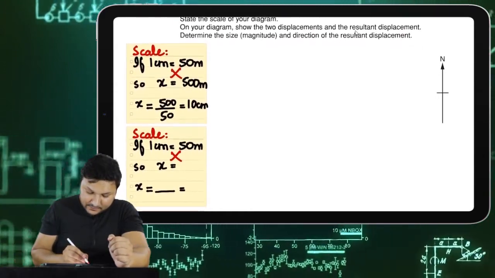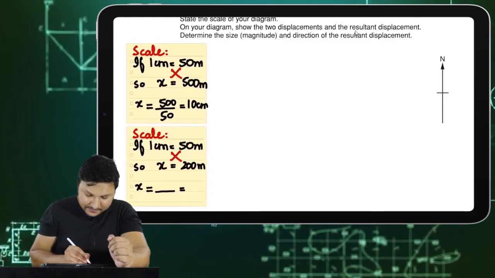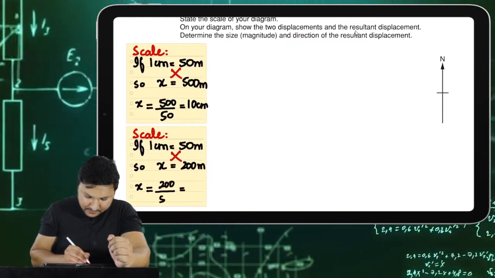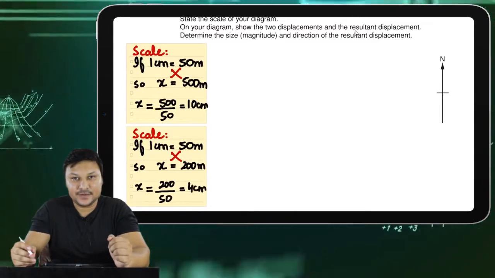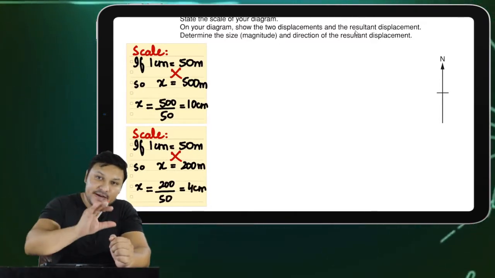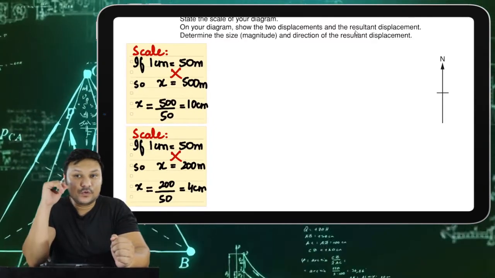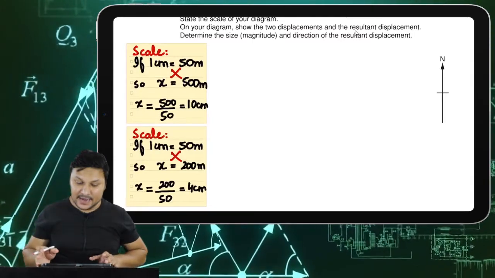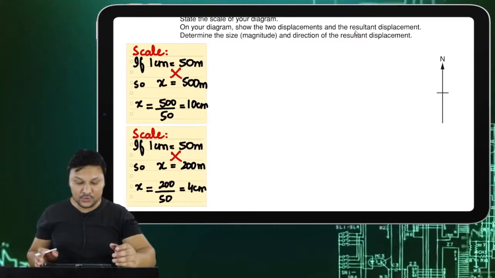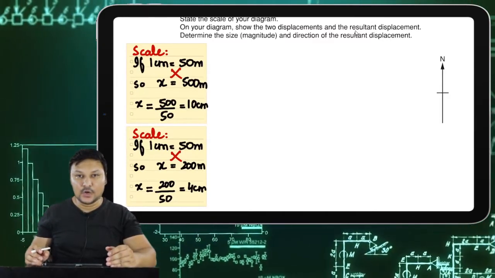Similarly, how many centimeters represent 200 meters? 4 centimeters represent 200 meters. Now, according to the steps we have done earlier, what do we have to do? We have to draw the vector according to the parallelogram. And first of all, what will I do? I will draw a vector of 500 meters towards north.